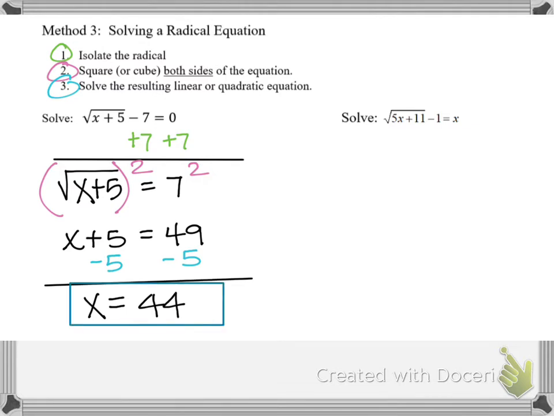Now, it's very important that you go back and check your work. Not only do you want to check just to see if you made a mistake, but there could also possibly be extraneous solutions. So let's see if this example has an extraneous solution.